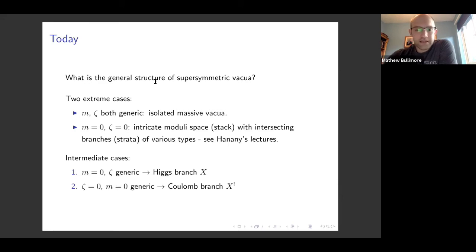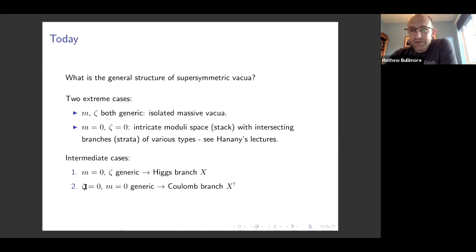What I'd like to focus on today is 2 intermediate cases. So the first is where you set the masses to be 0, but on the other hand, you let the FI parameters be generic. And then a moduli space opens up, which is what we call the Higgs branch. And then on the other hand, we can do the opposite thing. You can see that there's a typo there. Part 2 should be, if I set the FI parameters to be 0 and the masses to be generic, then a moduli space opens up, which is what we call the Coulomb branch.